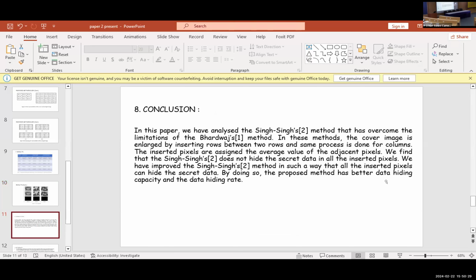This is my conclusion. In this paper, we have analyzed the Singh and Singh method that has overcome the limitation of the Bhardwaj method. In this method, the cover image is enlarged by inserting rows between two rows, and the same process is done for columns. The inserted pixel is assigned the average value of the adjacent pixels. We find that the Singh and Singh method does not hide the secret data in all the inserted pixels. We have improved the method in such a way that all the inserted pixels can hide the secret data. By doing so, the proposed method has better data hiding capacity and data hiding rate.